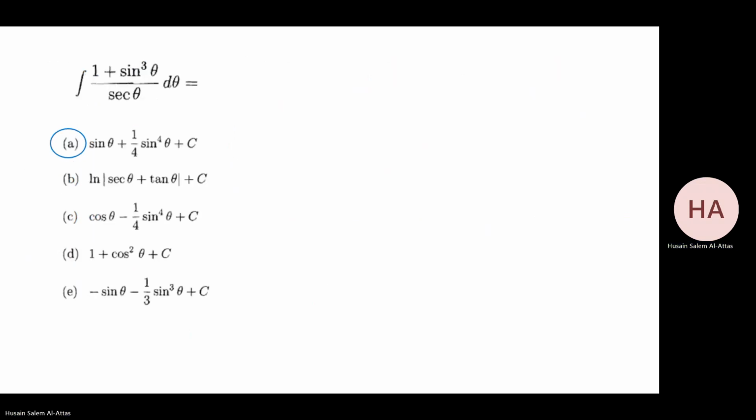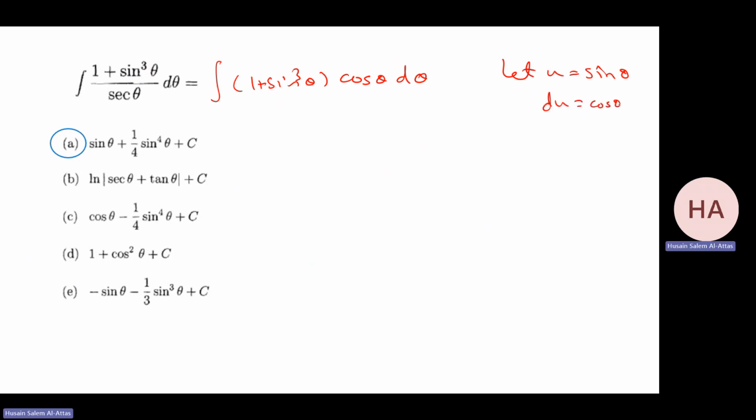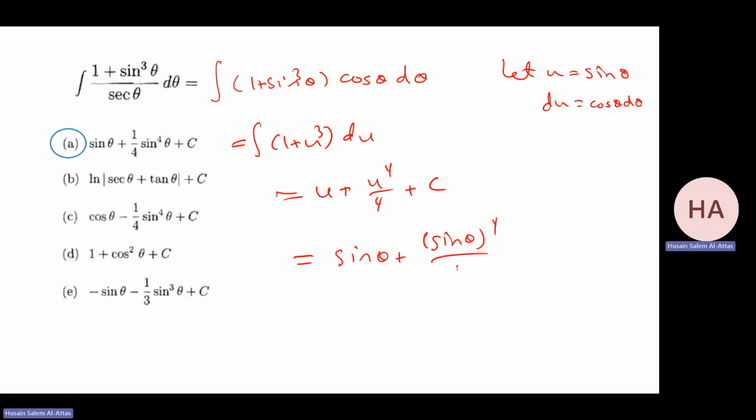Okay, so I need to manipulate these things down. Okay. Do more. This is what? Integral 1 plus sine cubed cosine theta d theta. Very clear. I will let u equal sine. That will be du equals cosine. So integral 1 plus u cubed du. And the answer is u plus u to the power 4 over 4 plus c, which is sine theta plus sine theta to the power 4 over 4 plus c.